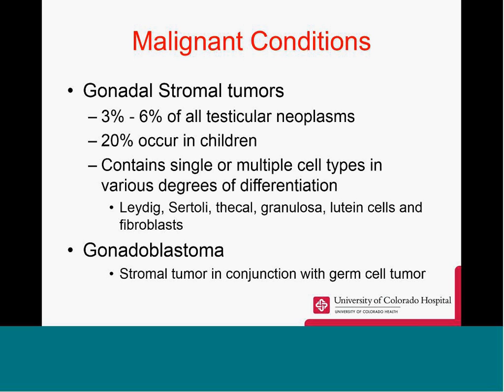Gonadostromal tumors make up 3 to 6% of masses. They're more common in children, about 20%. They contain single or multiple cell types in various degrees. So the Leydig, Sertoli, thecal, granulosal, lutein cells, and fibroblasts. A gonadoblastoma is a stromal tumor in conjunction with a germ cell tumor.